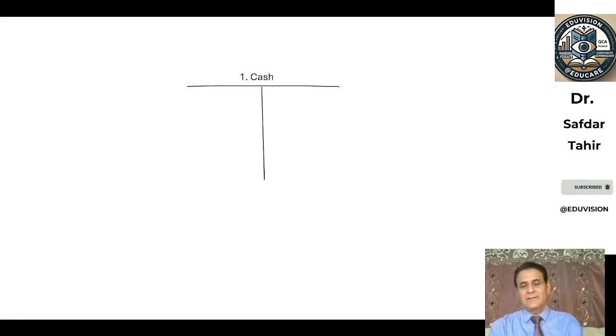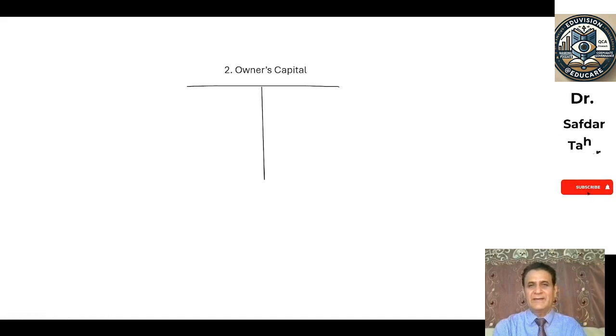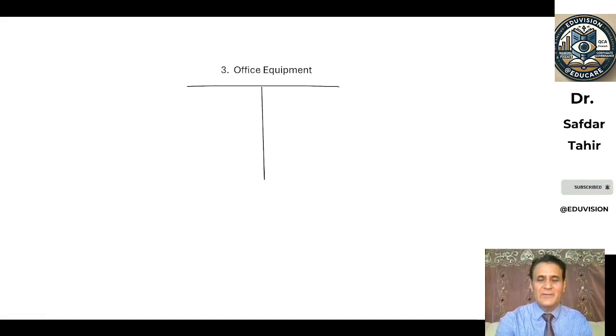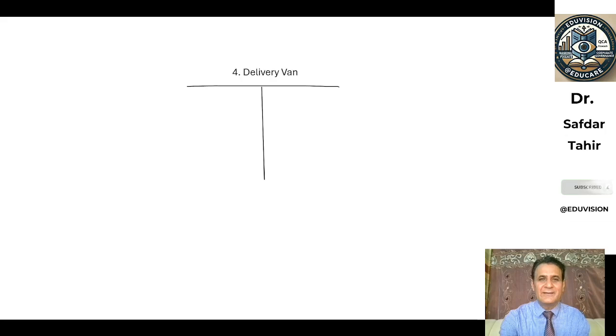How to make the T account? The first is the cash one. Make a T shape and then write cash. Similarly, make a T shape and then write owner's capital. Similarly, this one is the third T account. This one the fourth T account. This one the fifth T account. This is the sixth one, and this is the seventh T account.